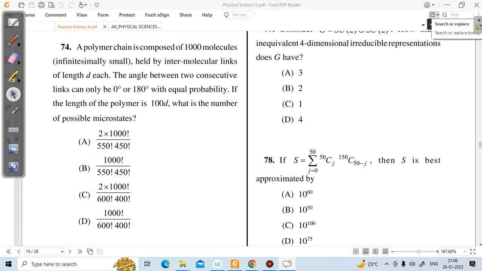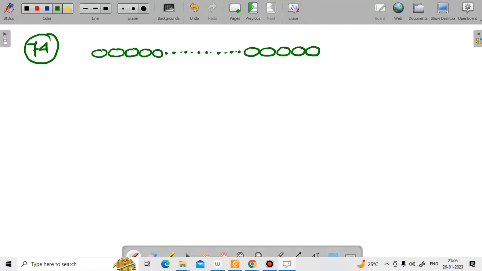So the angle between two consecutive links can only be 0 or 180 with equal probability. So the consecutive links can be either parallel to each other. So the links can be either this way. This is the parallel arrangement where this angle theta equal to 0 degree, or they can be anti-parallel to each other. So this is the arrangement.